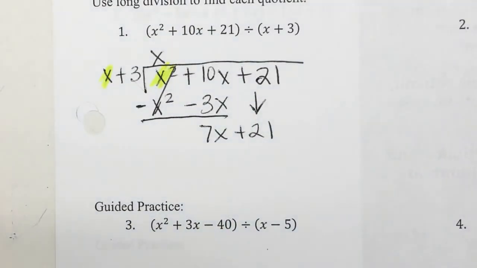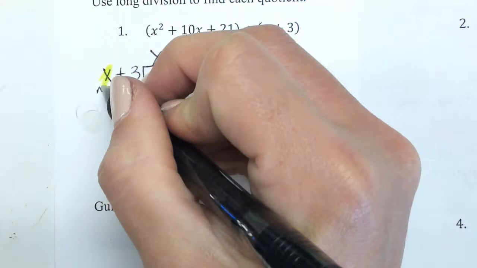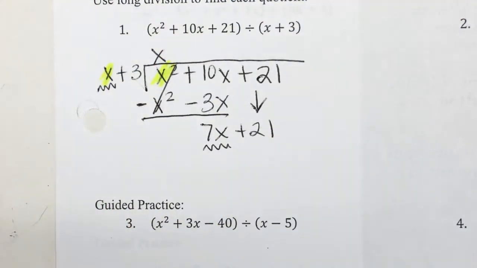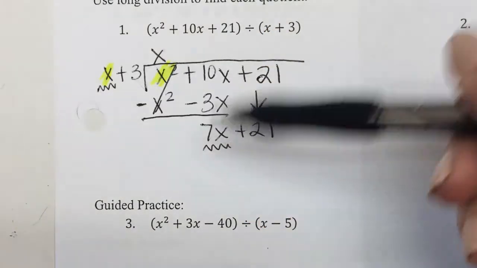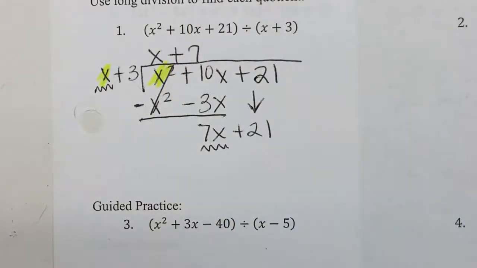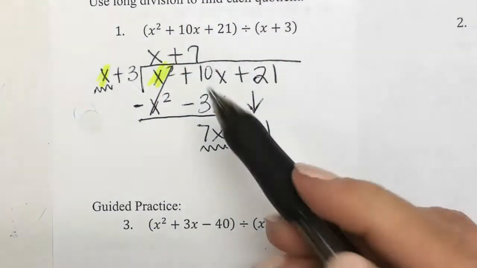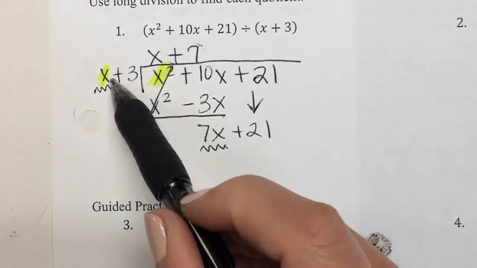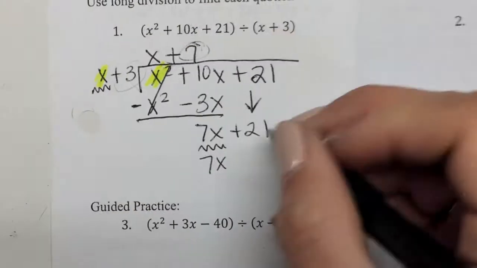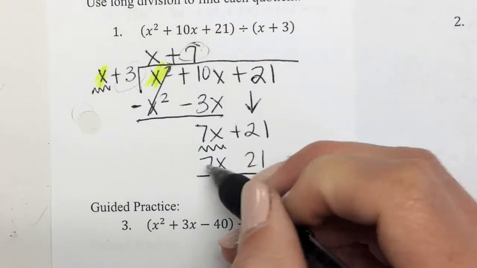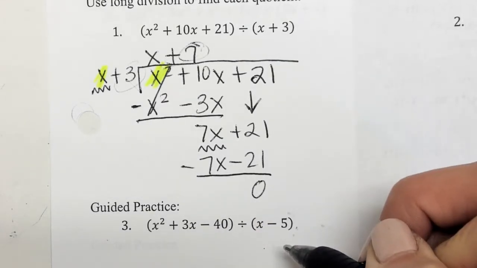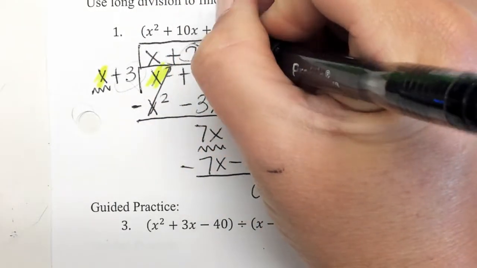Good. Now we're just looking at these first 2 terms. X. And what's my first term here? No. 7x. What do I need to multiply x by to get 7x? Plus 7. Okay. And now we're just multiplying this 7, just this term, by both of these. So 7 times x and 7 times 3. Good. Both of these need to be what? And so it gives me what? That means there's no remainder. So the answer is x plus 7.